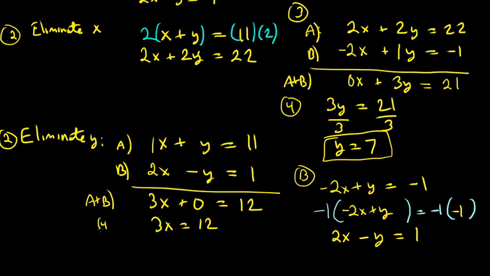Right? Step 4 is to divide by the 3 on both sides. So 3x divided by 3 is just x. 12 divided by 3 is 4. So now we get x equals 4.